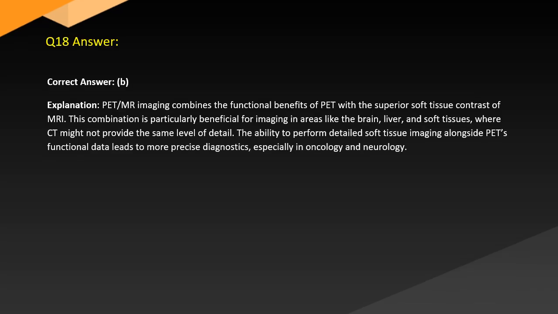Answer. Correct answer: B. Explanation. PET/MRI imaging combines the functional benefits of PET with the superior soft tissue contrast of MRI. This combination is particularly beneficial for imaging in areas like the brain, liver, and soft tissues where CT might not provide the same level of detail. The ability to perform detailed soft tissue imaging alongside PET's functional data leads to more precise diagnostics, especially in oncology, urology.